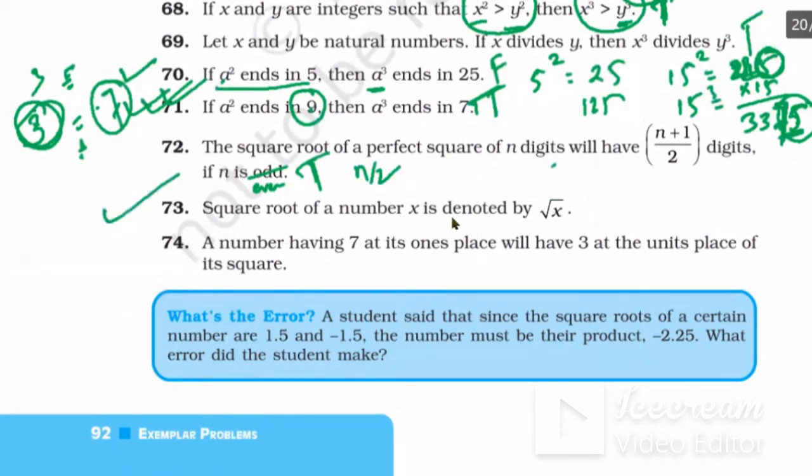73. Square root of a number x is denoted by root x. Sir, it is correct. Pratyush, true or false? True, true, sir.